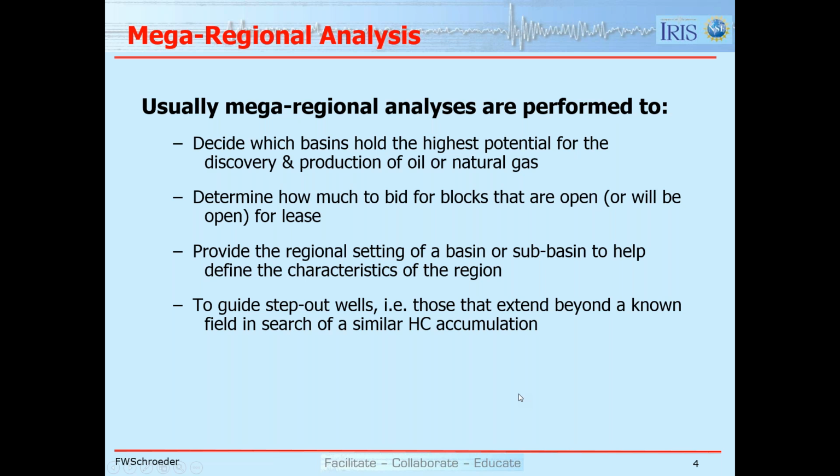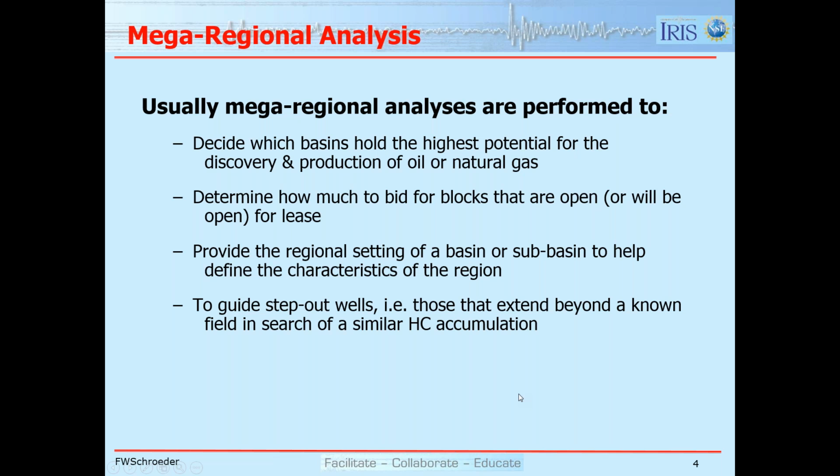We may have an area, a basin that we're interested in. We think it has a lot of potential. If some blocks come up for bid, then we would want to determine which blocks of the ones that are offered we might want to bid on. And eventually we'll have to decide how much of a bid in terms of dollars we would place on each of those blocks. We also get a regional setting for the basin or the sub-basin that we're interested in to try to help understand the larger geological context and the characteristics of that particular region.